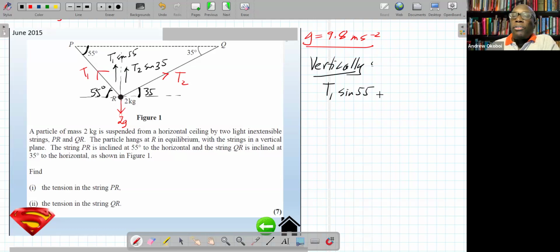So T1 sine 55 plus T2 sine 35 should equal, those are the only upward forces, should equal the weight of that object pulling downwards because it's not moving. So this is equal to 2G, because 2G is the only downward force, the other tensions are upwards. Okay, so we've done that vertically. Now let's do horizontally. Now this object is not moving left or right.